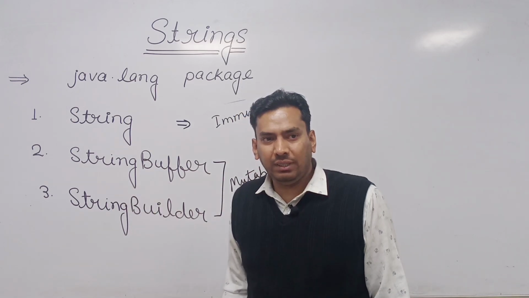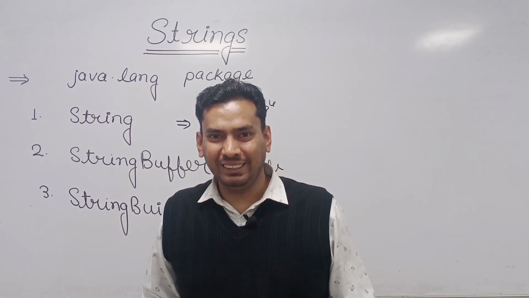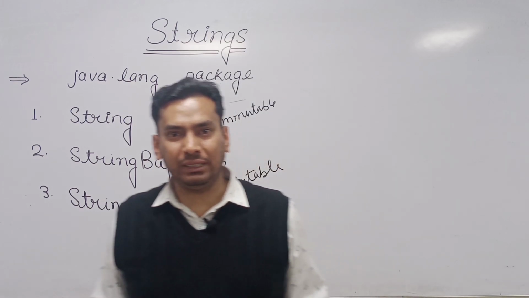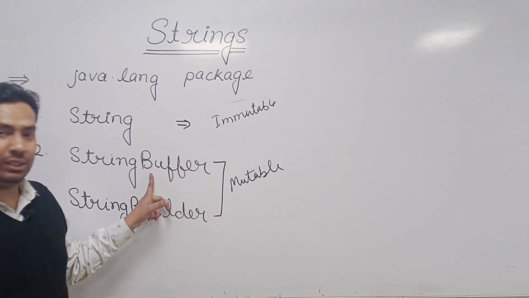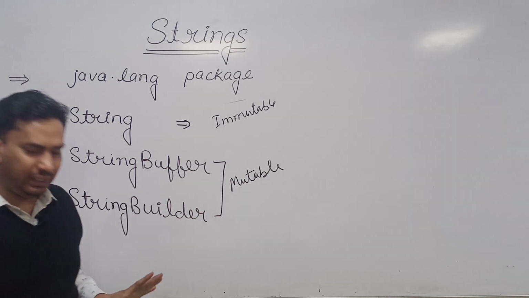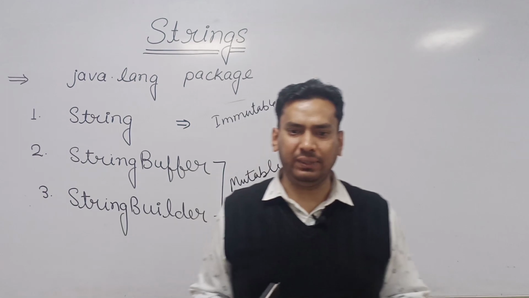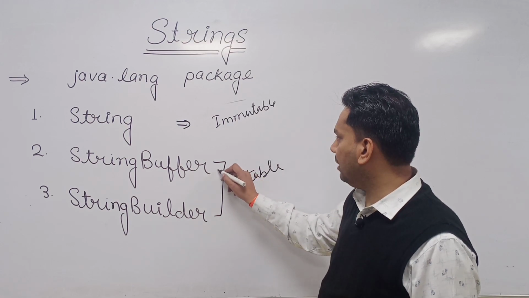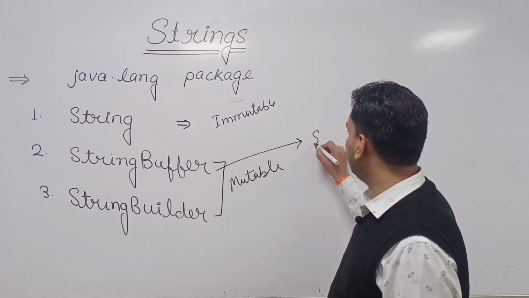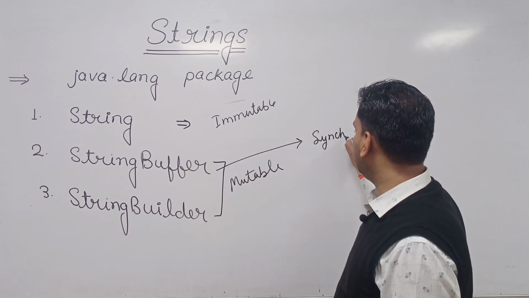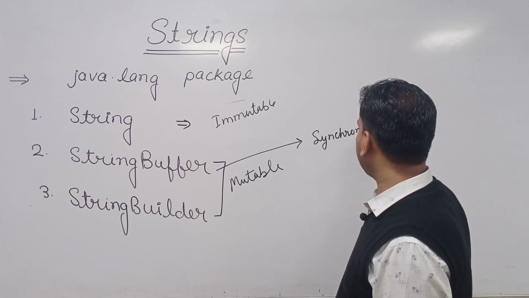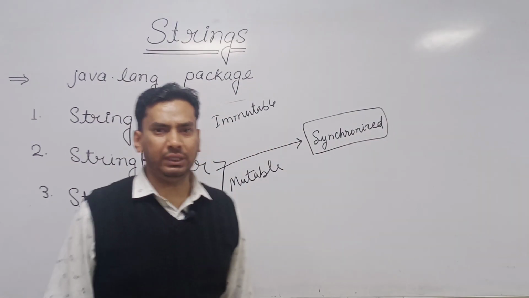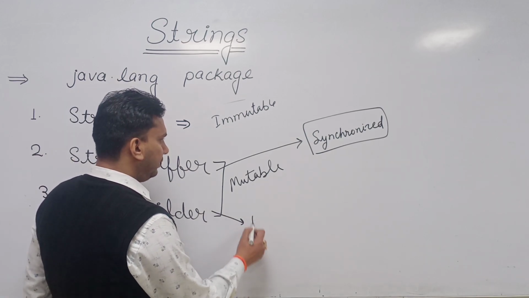So now the question will come to your mind, why two classes? For mutable you could have created only one, no? Why two mutable classes, StringBuffer and StringBuilder? So the answer is very easy. Definitely there is something different here between StringBuffer and StringBuilder. So the difference is, StringBuffer objects are synchronized, but StringBuilder objects are non-synchronized.